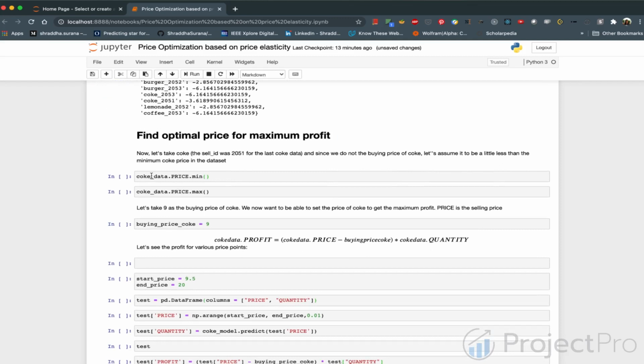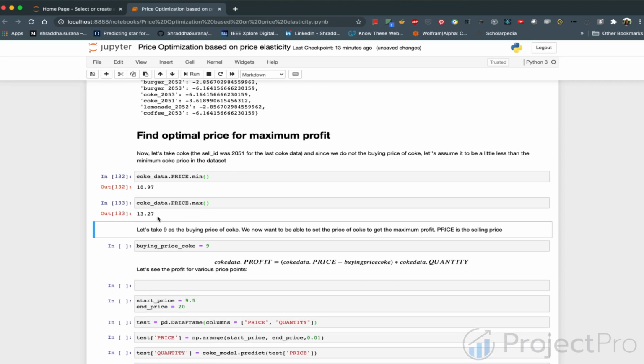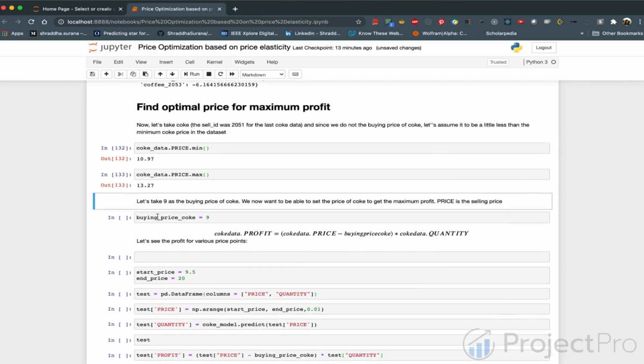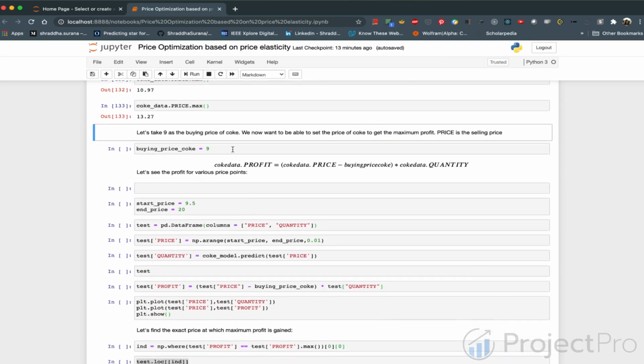And let's take, for example, let's start exploring with Coke. And the Coke data that we had was for sell ID 2051. And since this particular data does not have information about the buying price of the Coke, we shall assume it to be a little less than the minimum price of the Coke which is there in the data set. So if we look, the minimum price that Coke was sold for was 10.97 and the maximum was 13.27. So let's take 9 to be the buying price of the Coke, which is less than 10, assuming that the seller would want to make some profit on it.